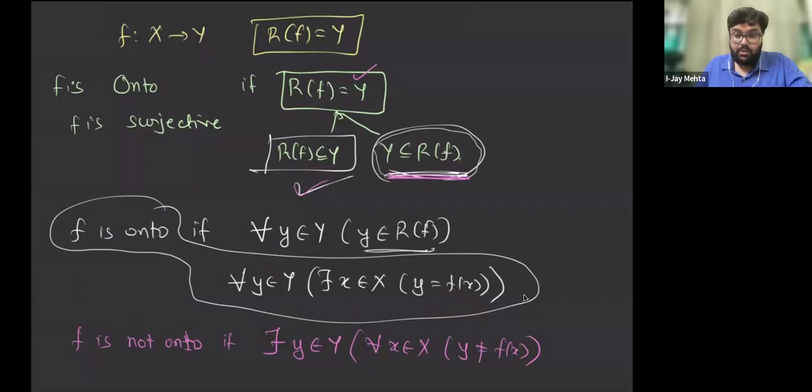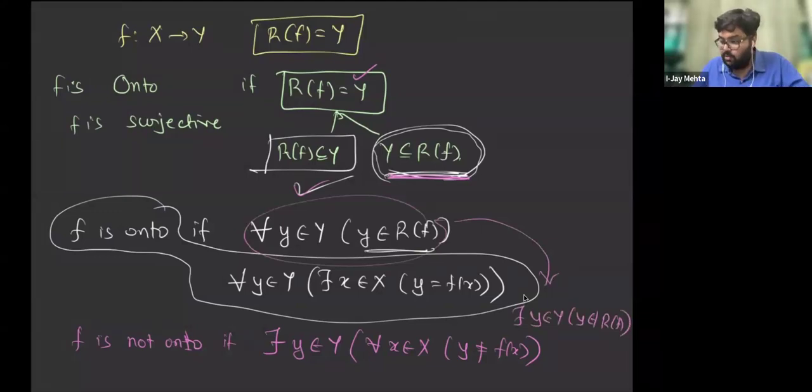When do we say that f is not onto? First negate this, right? There exists y in Y such that y is not in range of f. So at least I can find some y for which there is no pre-image. But what does it mean to say no pre-image? You take any x, y is not equal to f of x. Given any x, y is not equal to f of x. Take 20 seconds.